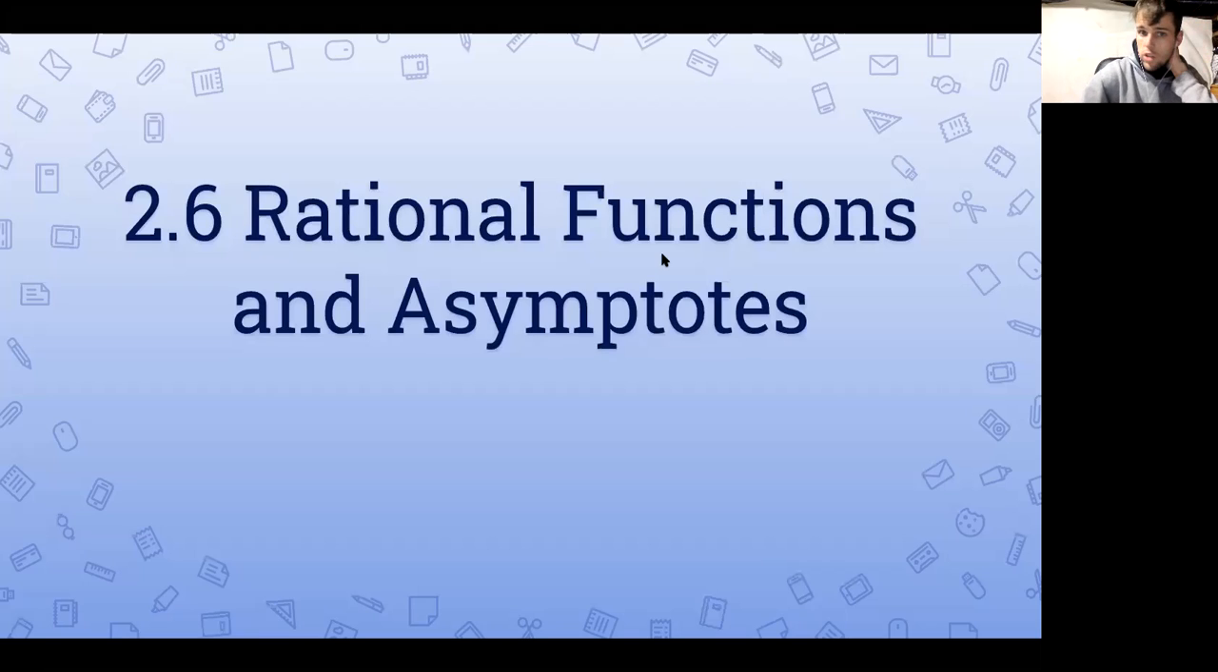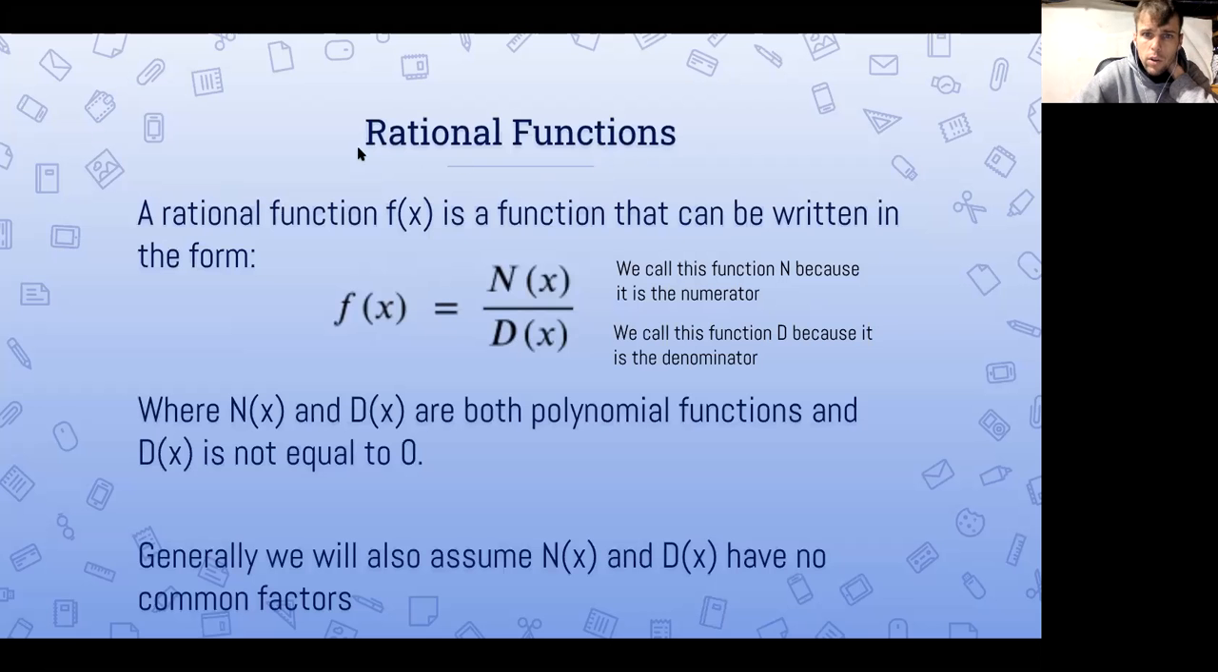All right, so chapter 2.6, we're going to be talking about rational functions, and specifically their asymptotes is going to be kind of a major area of emphasis here. So a rational function is really any function that can be written as a fraction, a ratio of two polynomials.